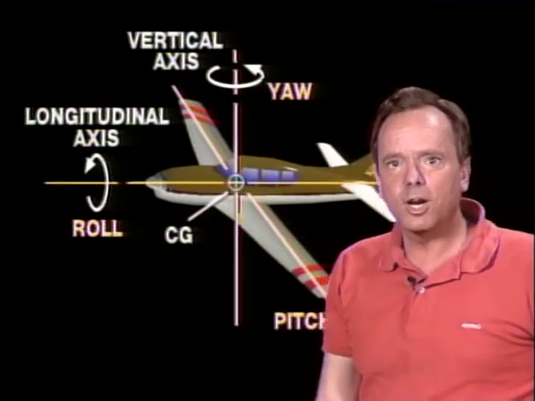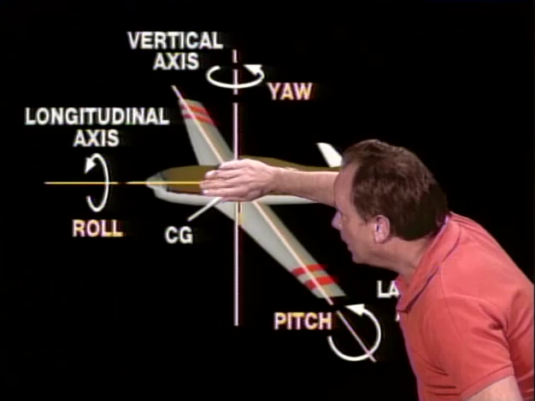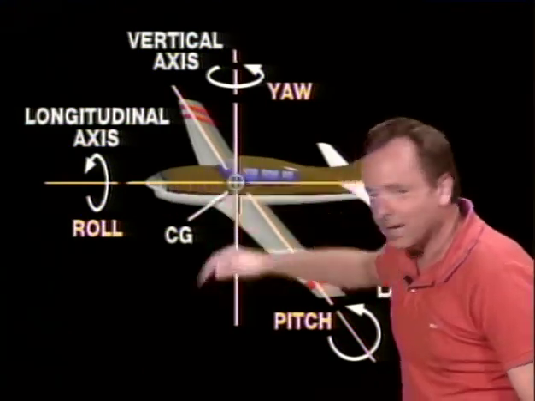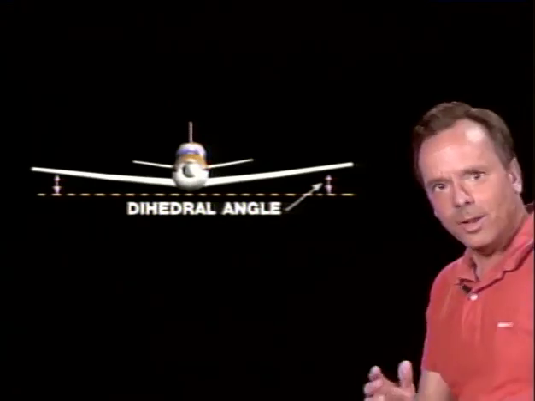And so movement of an airplane along its lateral axis is called roll, and it's the same as movement about the longitudinal axis, and it's controlled by ailerons. Now let's you and I take a look at that dihedral angle again.